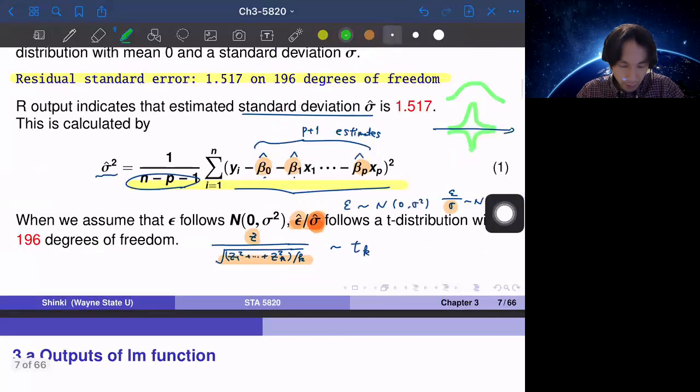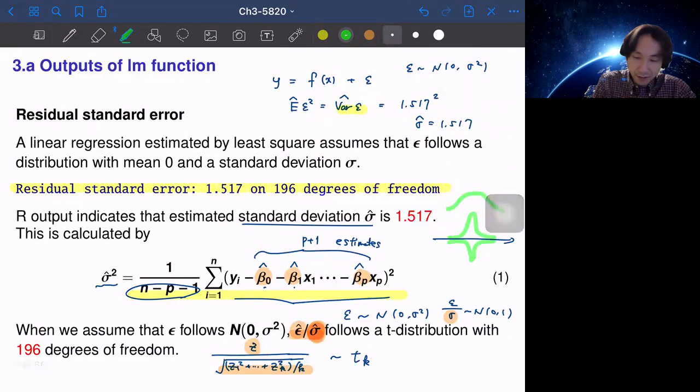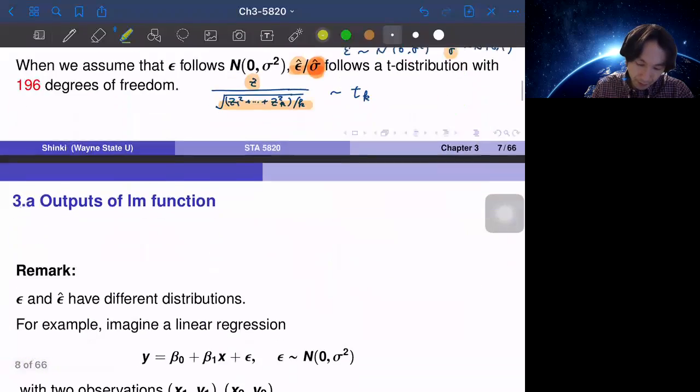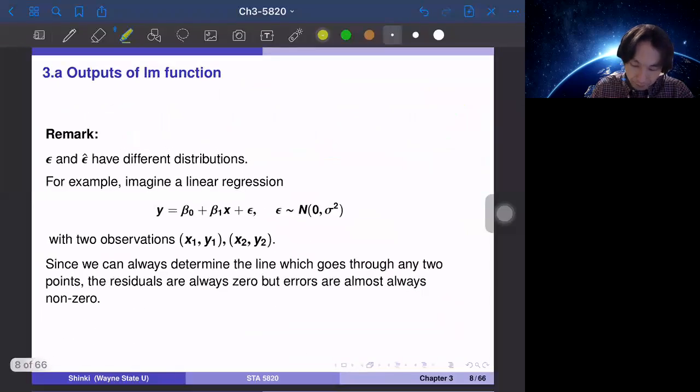Sorry, so the residual standard error is 1.517. So here is the estimate. Epsilon and epsilon hat have different distributions. Epsilon follows a normal distribution, but epsilon hat follows a t distribution, so they are different. We can imagine a situation where we only have two observations. So still we have epsilon 1 and epsilon 2, and those follow a normal distribution.